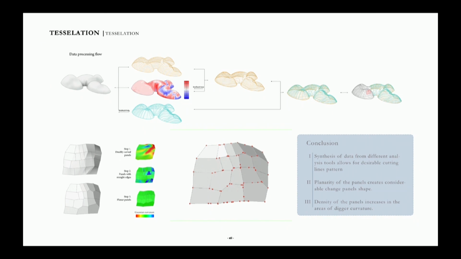Also, we developed our custom tool for planarization of the panels because it was important for our material to have flat panels only. It was not possible to produce doubly curved panels. However, our shell was doubly curved. So we developed a two-step process, and the second step, which you can see on the video, was the customized planarization algorithm, which basically fulfilled two criteria.